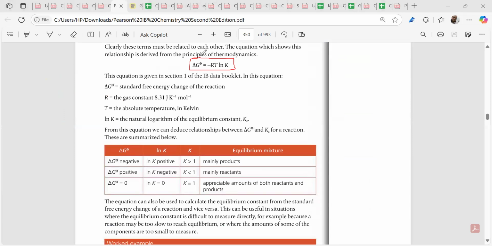Understood? This is clear to you? Just give me 1 minute.